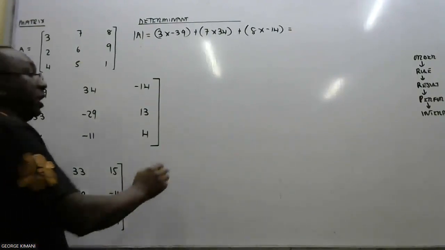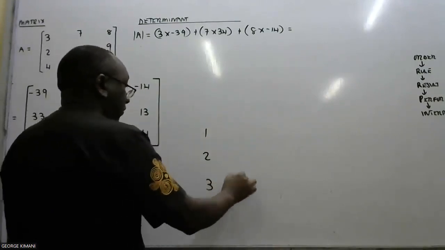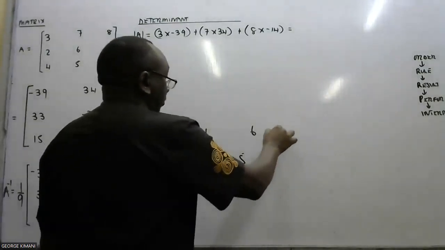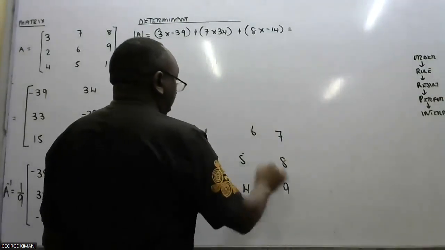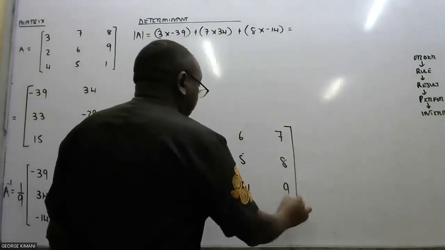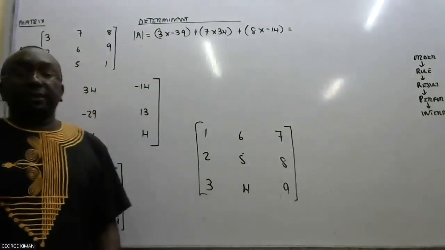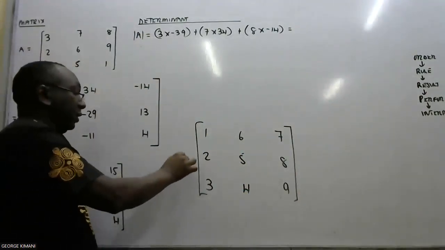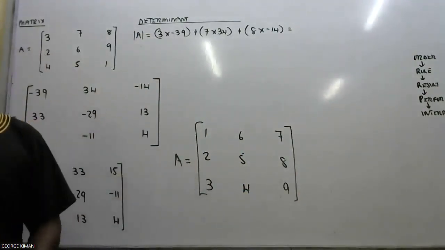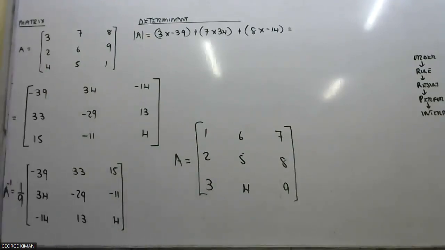So for your assignment, you can do this one. 1, 2, 3, 4, 5, 6, 7, 8, 9. You can get the inverse of that matrix. You can still call it matrix A.